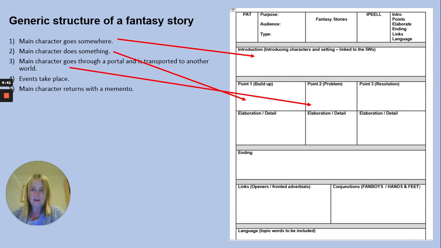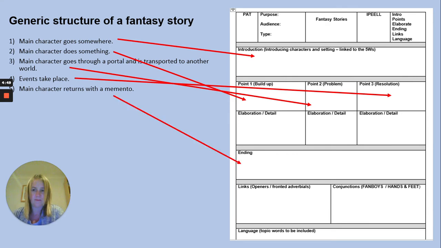Then the main character goes through a portal and is transported to another world. That fits into the problem section. The events take place within that resolution. And then the main character returns with a memento at the end.